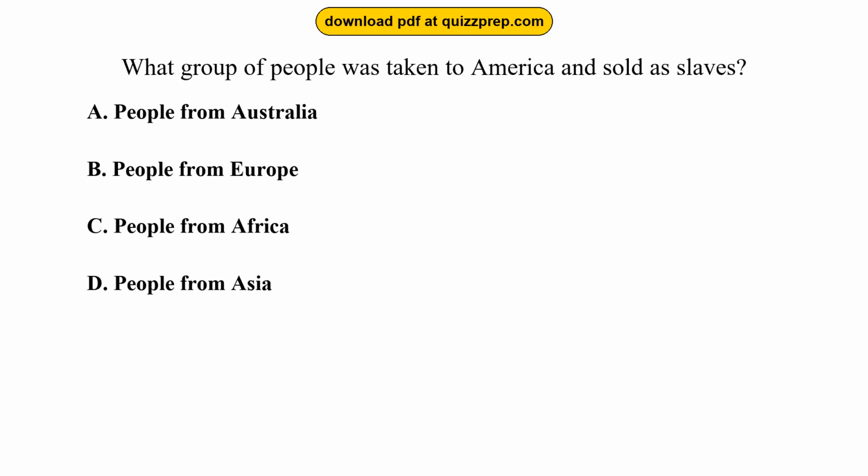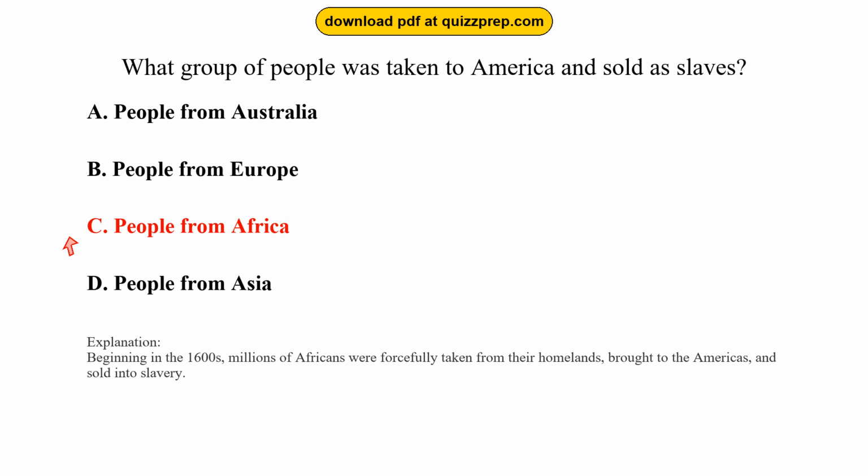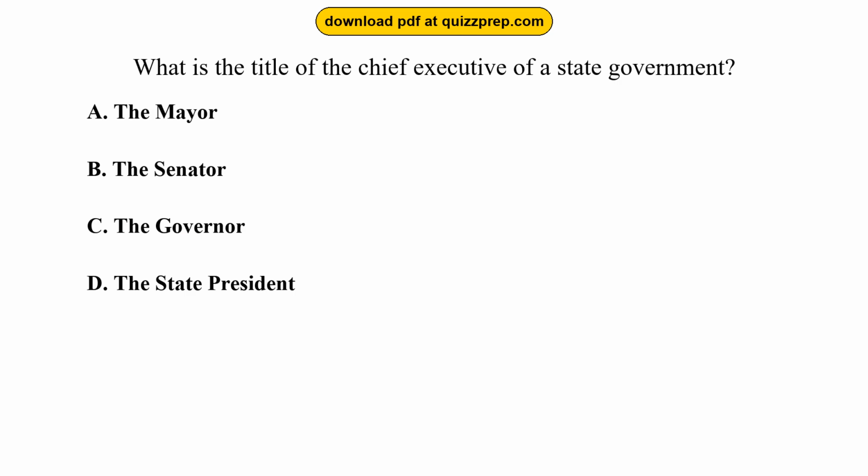Question 85. What group of people was taken to America and sold as slaves? Option A, people from Australia. Option B, people from Europe. Option C, people from Africa. Option D, people from Asia. The correct answer is option C, people from Africa. Beginning in the 1600s, millions of Africans were forcefully taken from their homelands, brought to the Americas, and sold into slavery.